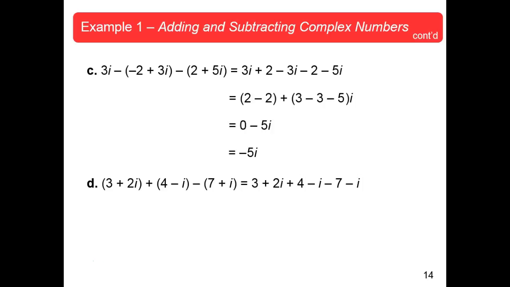Frankly, I do it a lot shorter than that. Add the real parts. 3 plus 4 minus 7. And then add the imaginary parts. 2i minus i minus i. Okay? And sure enough, that gives you 0. Okay. All that for nothing.